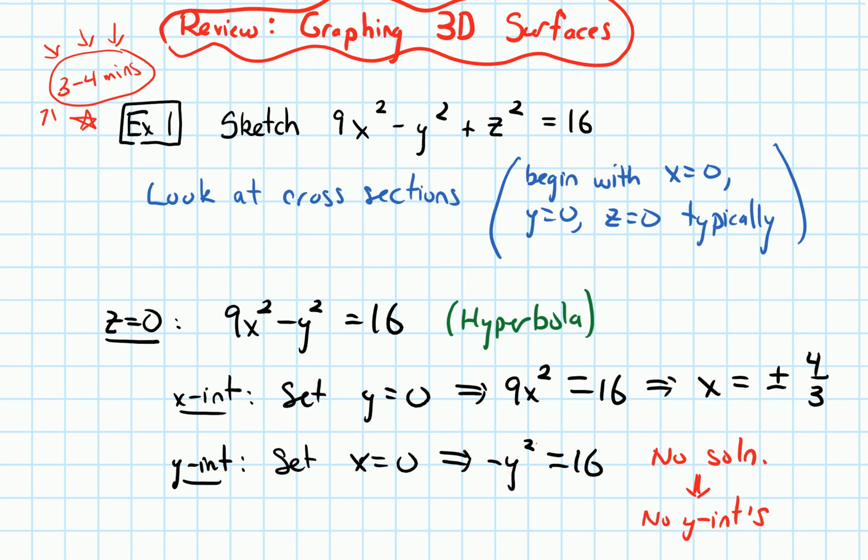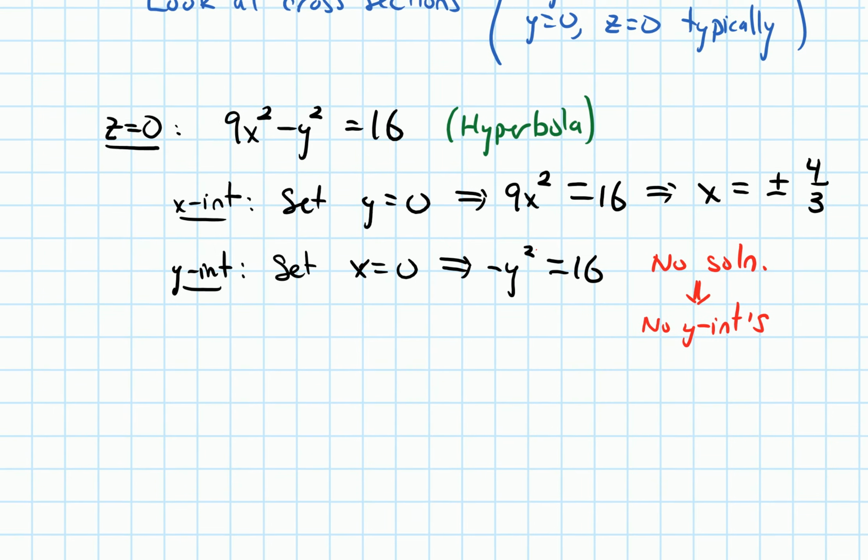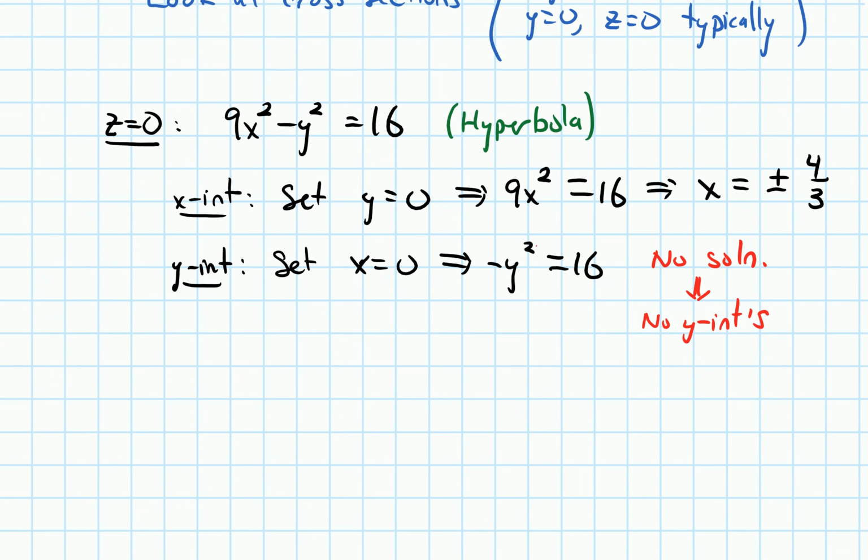All right, so we find the intercepts. Those are going to help us graph this hyperbola cross-section. The other thing that we look for to help us graph a hyperbola are the asymptotes. So the asymptotes.